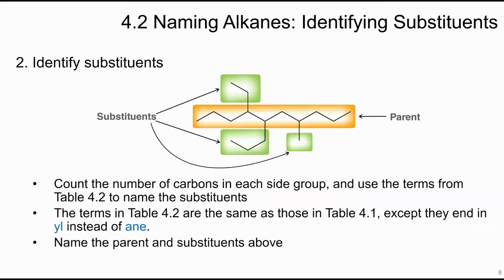So after you have the parent chain, you want to identify the substituents. And if you recall, we want to use the parent that includes the most number of substituents if it's tied. So then count the number of carbons in each side group and use the terms from table 4.2 to name the substituents. And those will have the same prefix, but we'll just end them in -yl instead of -ane. So this parent, 10, this would be decane. The substituents, this has 1, 2 carbons, so this becomes an ethyl. 1, 2, 3 becomes propyl, and 1 is methyl.